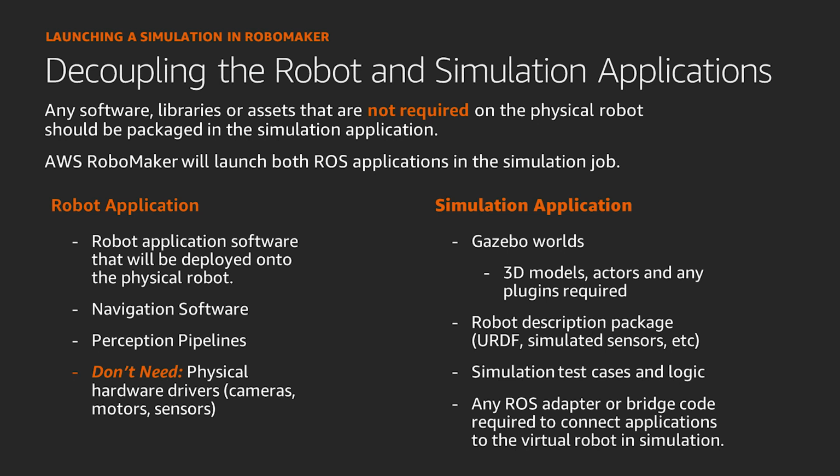The robot application would include things like navigation software, any packages for perception, or robot sensor data processing. One thing to note is since the physical sensors, actuators, and controllers are simulated using Gazebo, you likely don't need to include any of the hardware-specific drivers that you need on your robot.